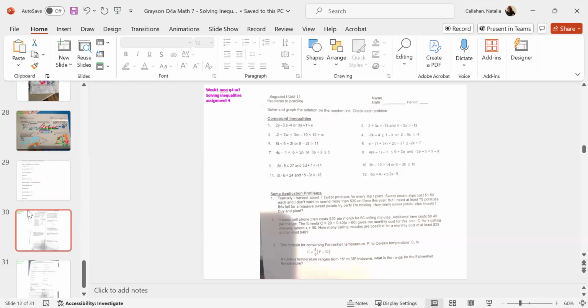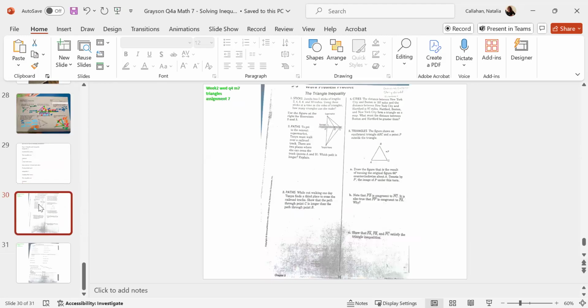Okay, so we are going over today's stuff for week 2. You need to finish that. All that needs to be done for the weekend, Saturday and Sunday, Friday. Week 2, Wednesday, quarter 4, math 7. It's on triangles and it's the 7th assignment.